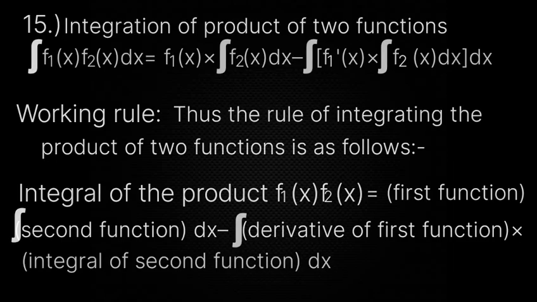When you have a product of two functions, we use the integration by parts rule. The working rule is simple. Take the first function multiplied by the integral of the second function, then subtract the integral of the derivative of the first function multiplied by the integral of the second function.